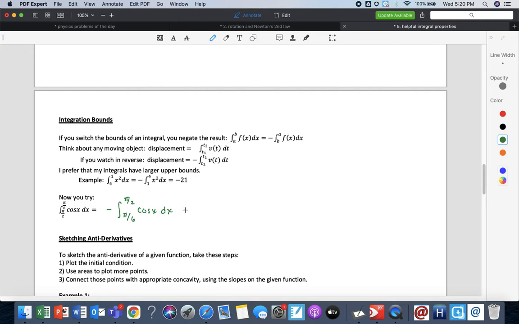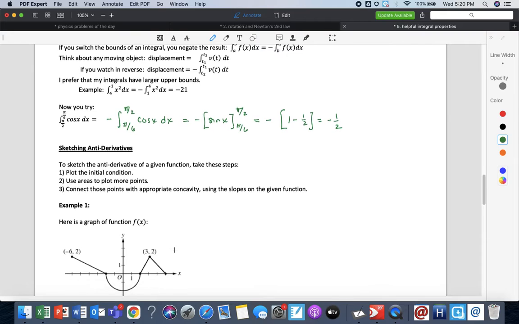And when I solve this, I get negative sine of x, and I'm evaluating the sine of x at pi over 2 and pi over 6 and subtracting, so I get negative, and then I get 1 minus 1/2. So my final answer is negative 1/2.